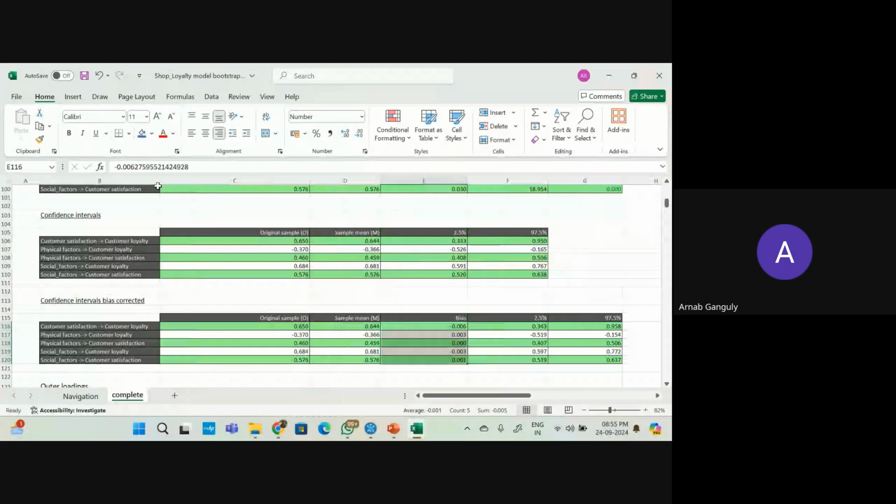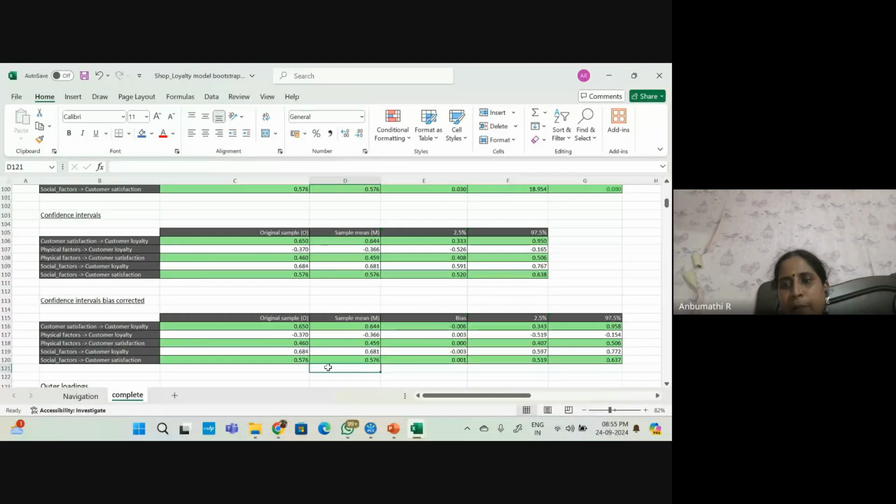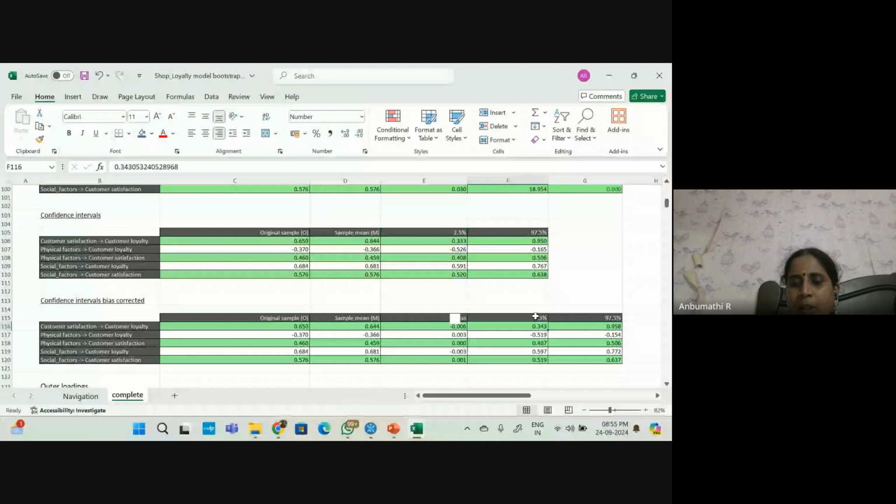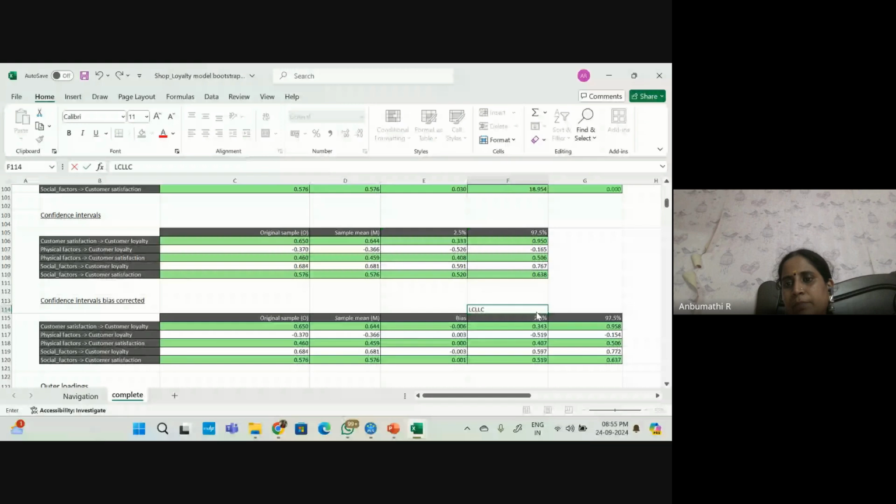So how to interpret this confidence interval bias corrected? This 2.5 is generally denoted by LCL, that is the lower confidence level, and this 97.5 is the upper confidence level.